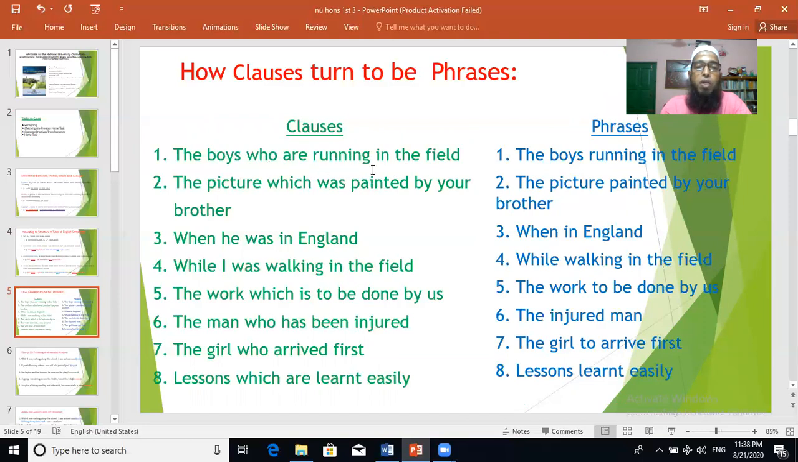Here are some examples. How can we make a clause a phrase? The boys who are running in the field, this is a clause because there is a subject and there is a verb.